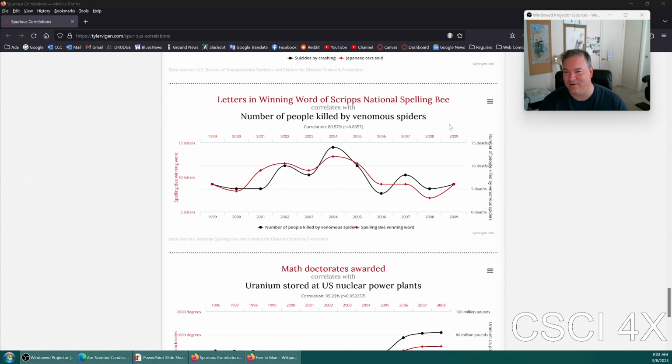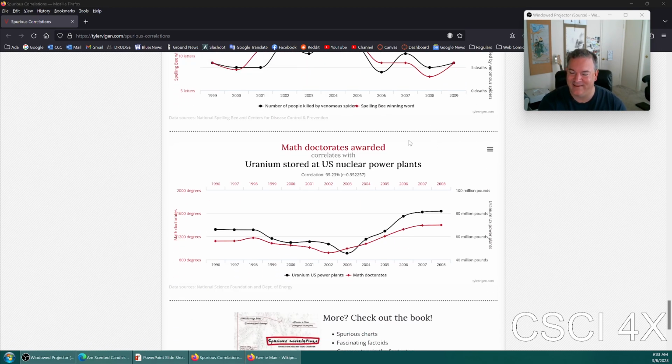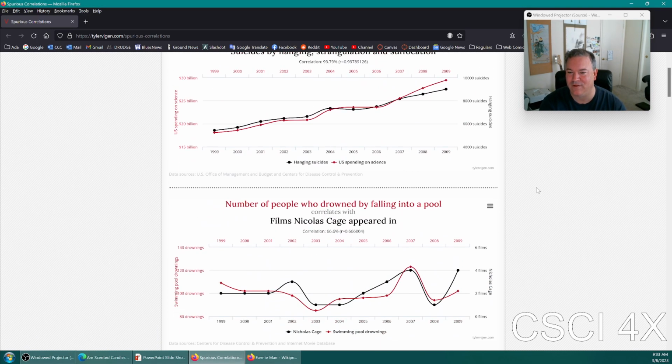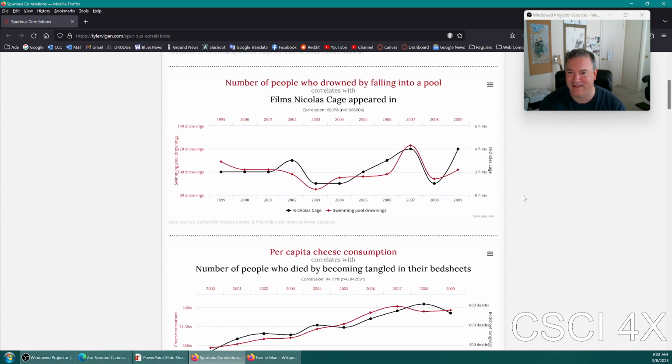Therefore, if you want people to die from venomous spiders, and I do, then we need to get the Scripps National Spelling Bee people to put more words into the final word. And my lord, that's a lot of letters. 14. That's great. If you want more uranium to be stored, award more math doctorates. Okay, so if you want more people to drown, have Nicolas Cage make another National Treasure movie. Cologne smells good. Water is a liquid like cologne. If you want to smell good, spray water on yourself.